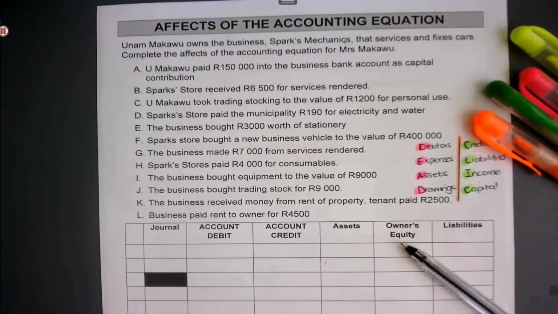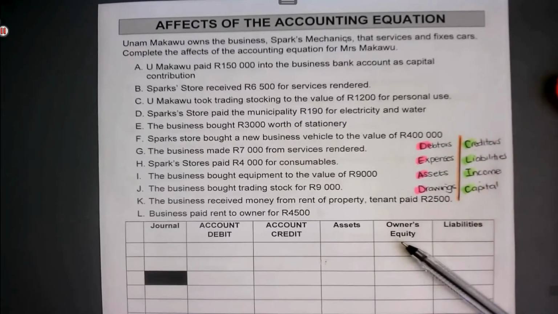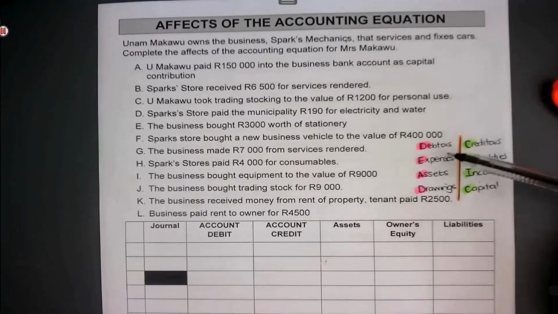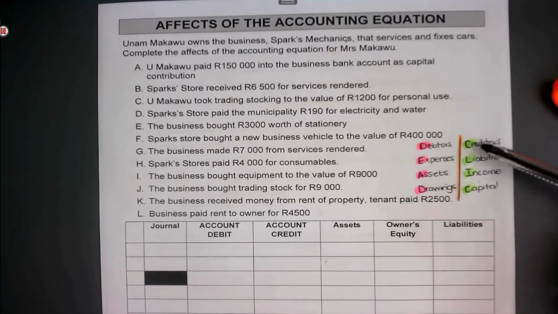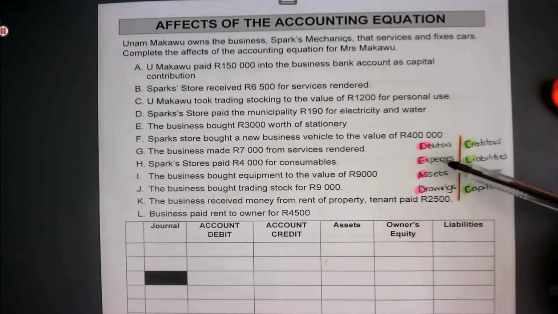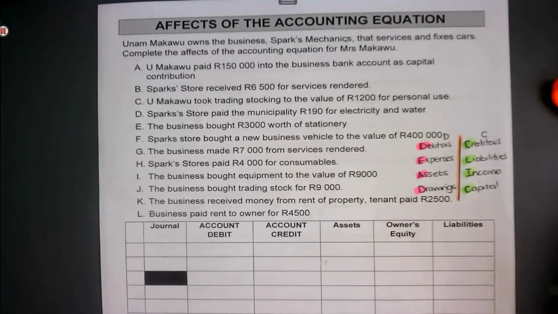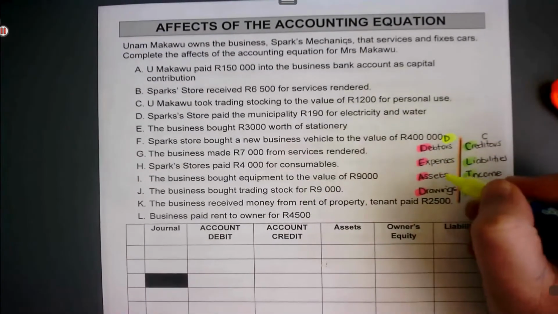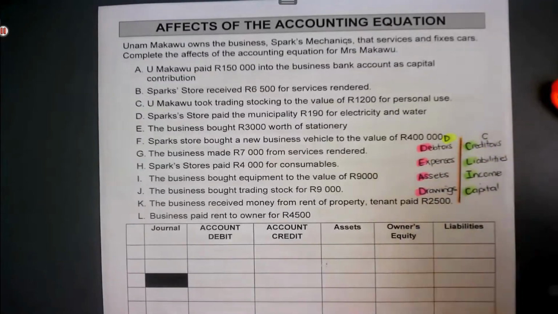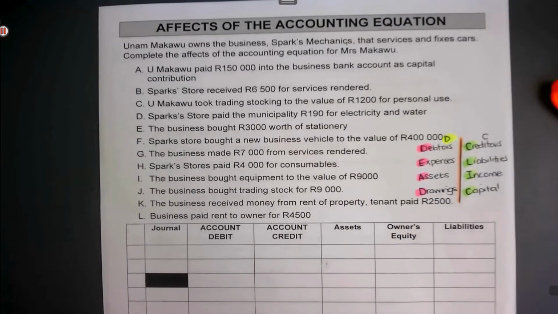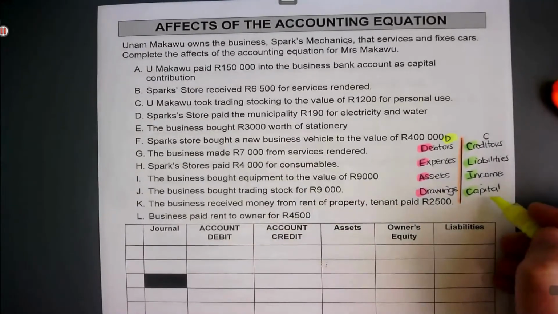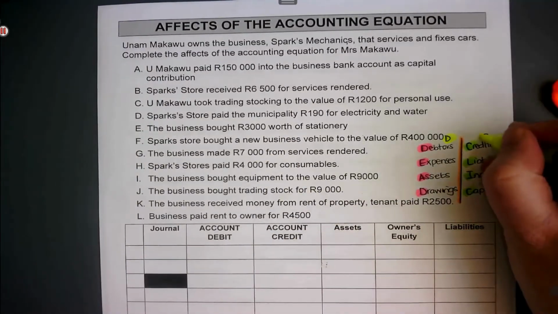Today we're going to be looking at the effects of the accounting equation for grade 8s. Before we jump into it, I just want to explain a really important principle that I teach my classes. It's something we call DEAD CLIC, and it tells you which account increases on which side. In accounting we have a debit side and a credit side. Our debtors, expenses, assets and drawings increase on the debit side, and our creditors, liabilities, income and capital increase on the credit side.